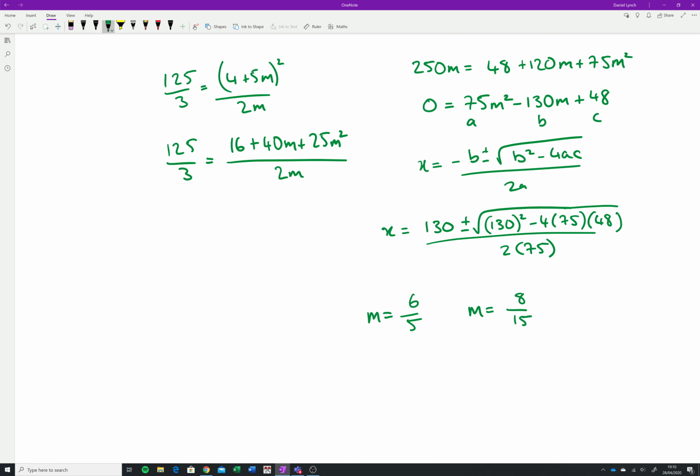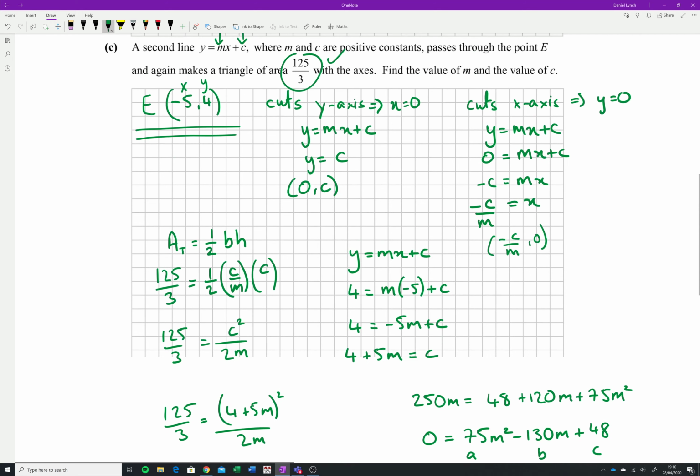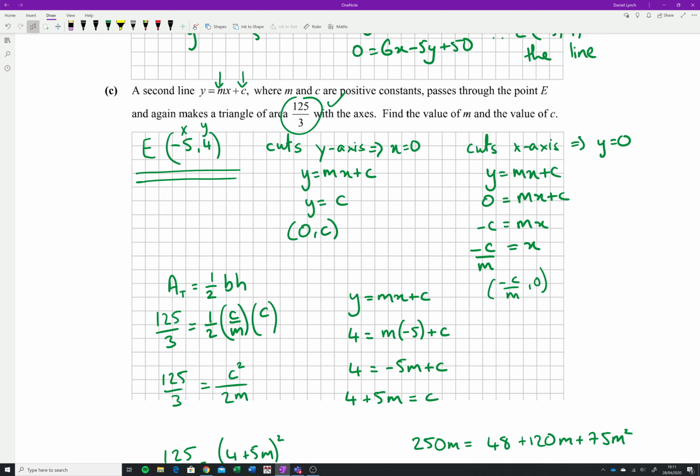Please don't forget to get what c is. It does ask us to get what c is here. Find the value of m and the value of c. Okay, we need to be careful here, because we've just got 2 values of m out. So we just need to be a little bit cautious as to which one is correct.